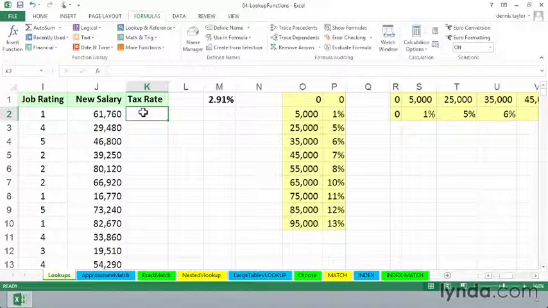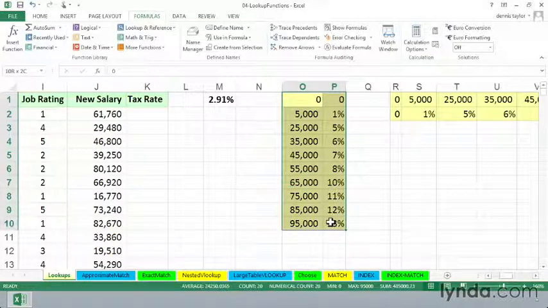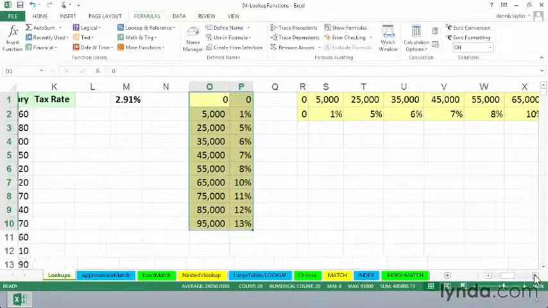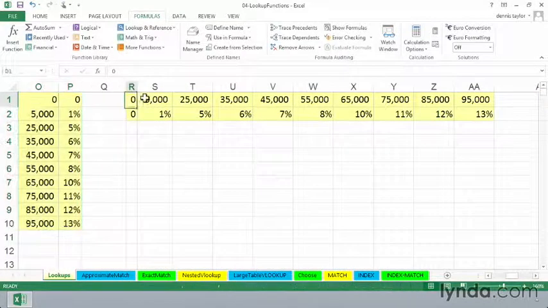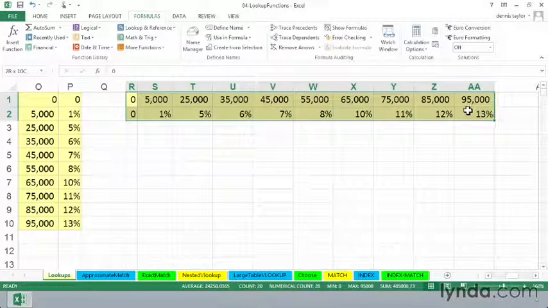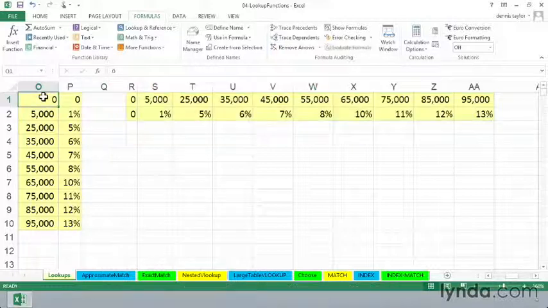When you're looking up information in a table, it could be structured vertically, like what we see here, in which case we will use a VLOOKUP function. A table could be structured horizontally, like the one to the right. If you look at these two tables side by side, you see that they do contain exactly the same information. So if you were designing a table to look up tax rates, would you use the one on the left or the one on the right?